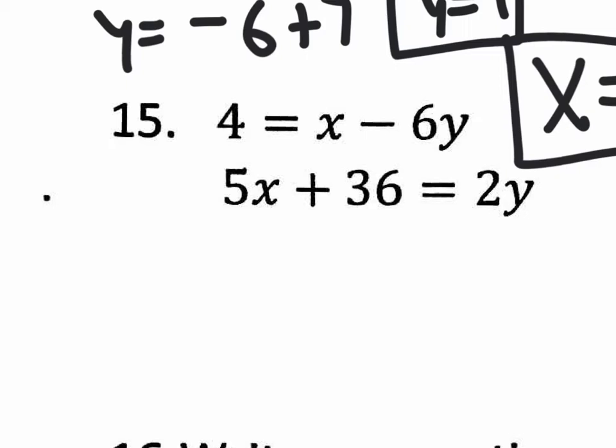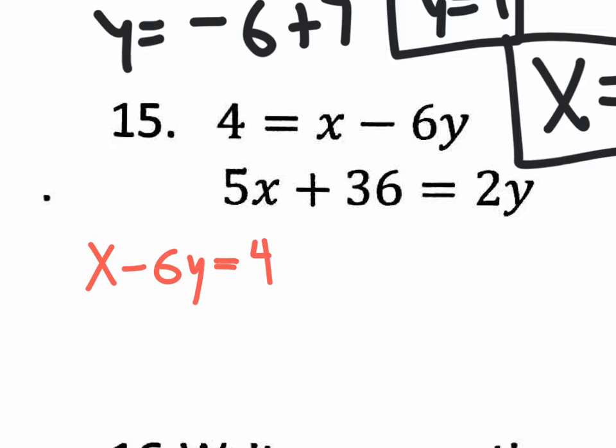To do elimination method, you need them both in standard form, ax plus by equals c. So when you have this equals 4, that one's easy because you could just write the equals 4 on this side. And that's exactly what I want to do. X minus 6y equals 4. So far so good? Okay, so now that one's in standard form.